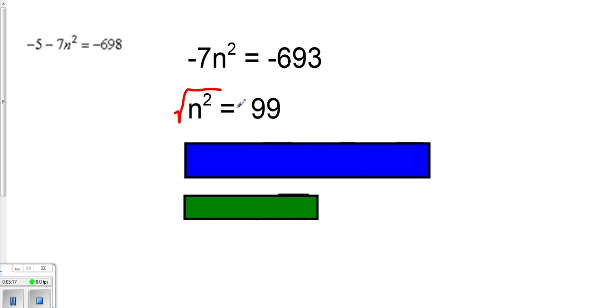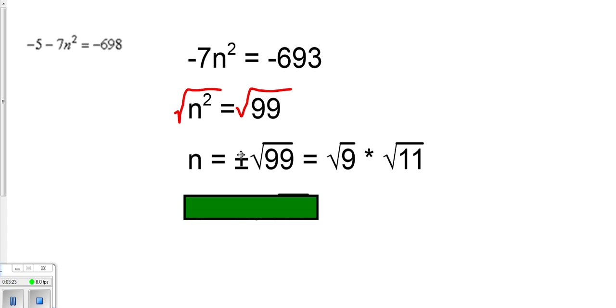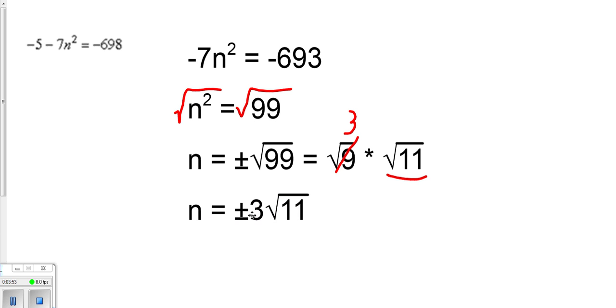To get n alone, we take the square root of both sides, and we get that n equals positive or negative square root of 99. Now going back to our last unit, we know how to simplify this. The square root of 99 is the square root of 9 times the square root of 11, since 9 times 11 is 99. We know the square root of 9 is 3. The square root of 11 we don't know, and it doesn't break up anymore, so that one has to stay. So to simplify positive or negative square root of 99, we would call it positive or negative 3 square roots of 11. So this would be our final answer.